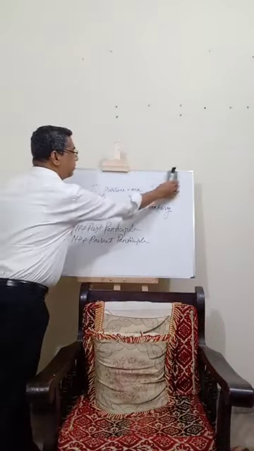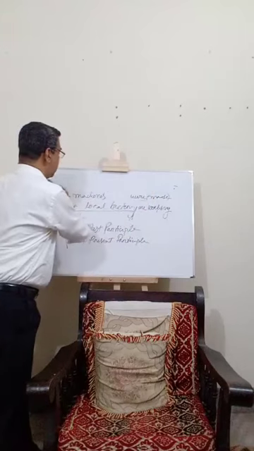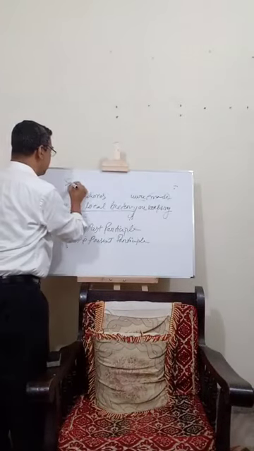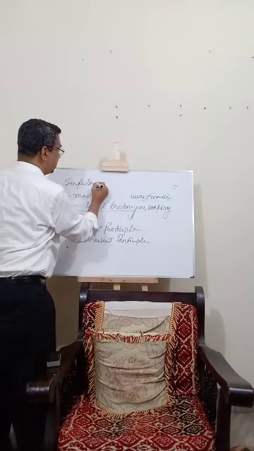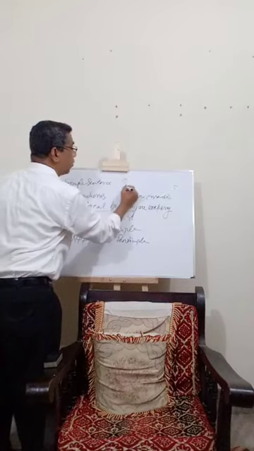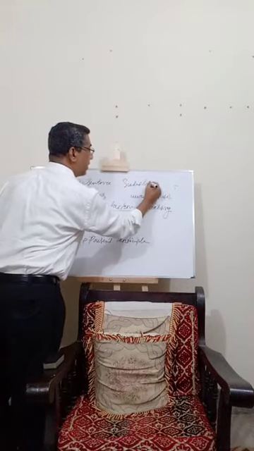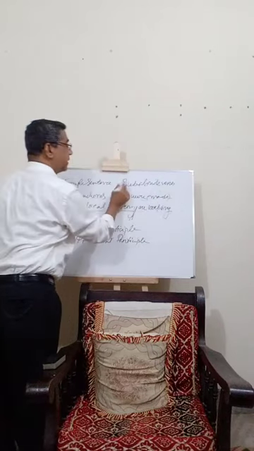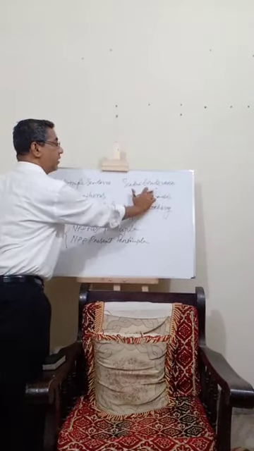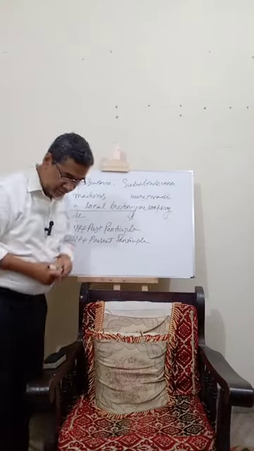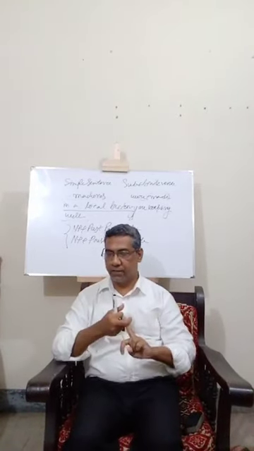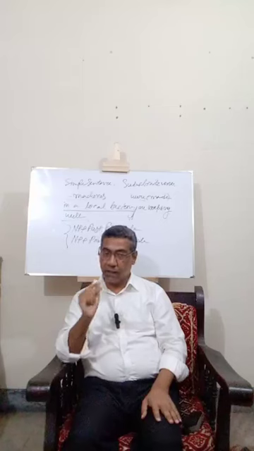Once again, I am telling, simple sentence: subject plus finite verb. That is one subject and one finite verb. This is the basic form of a simple sentence. To form any simple sentence, we need two things. One, subject, and the other is finite verb.